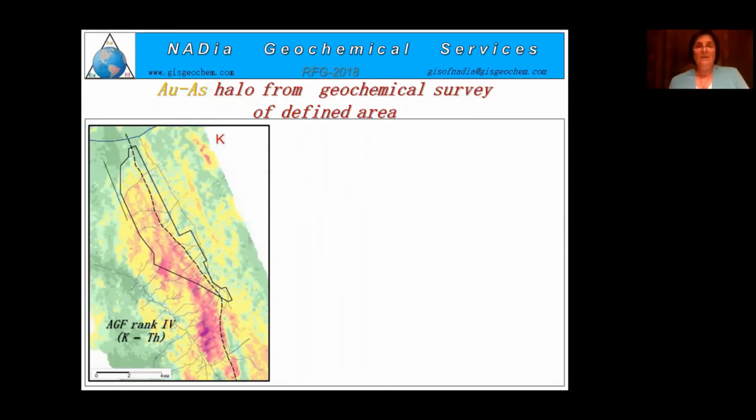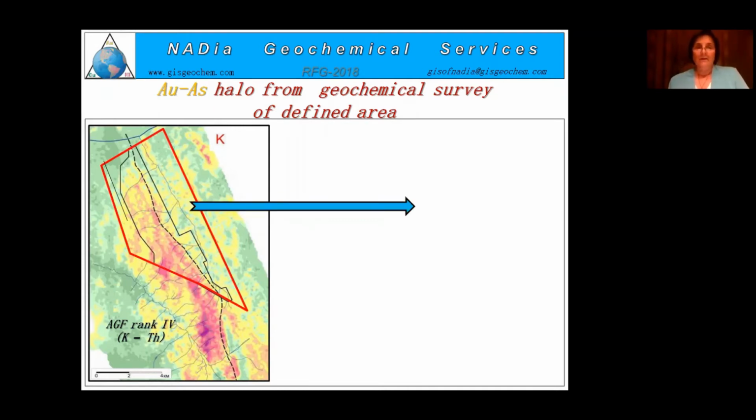After defining the potash anomaly, there was the second stage of exploration. It was done on this defined area. This rank is number 4, and from the rank number 4, we chose the rank number 3.